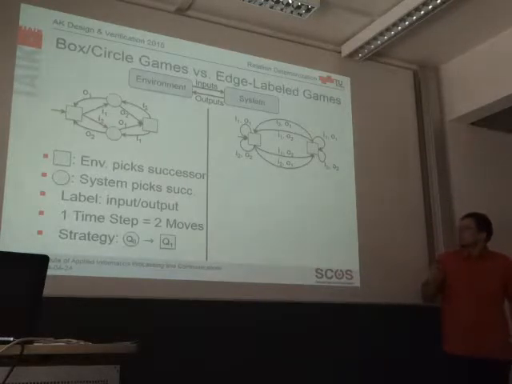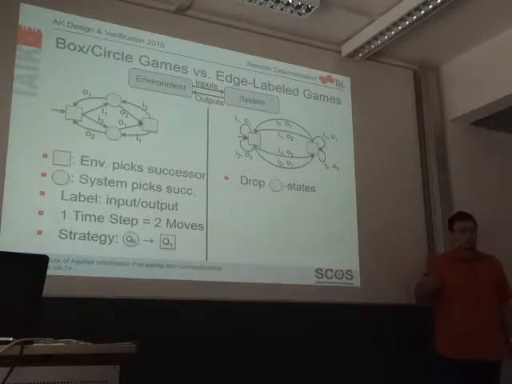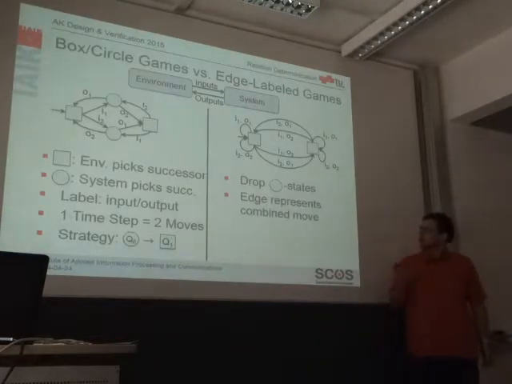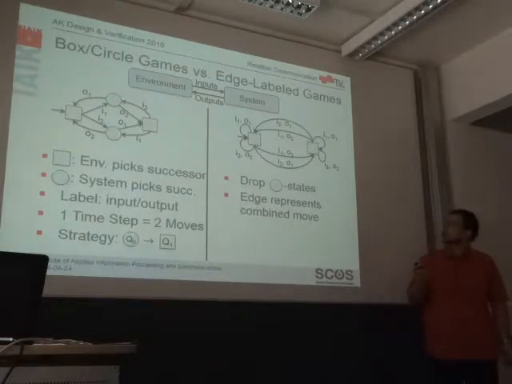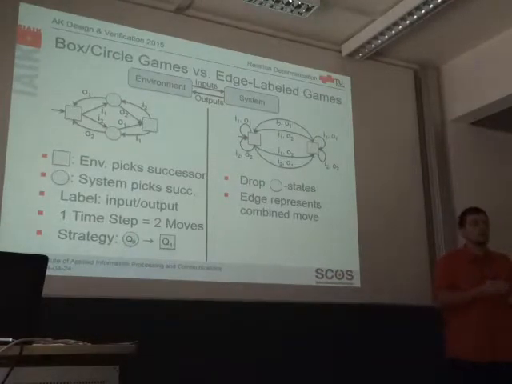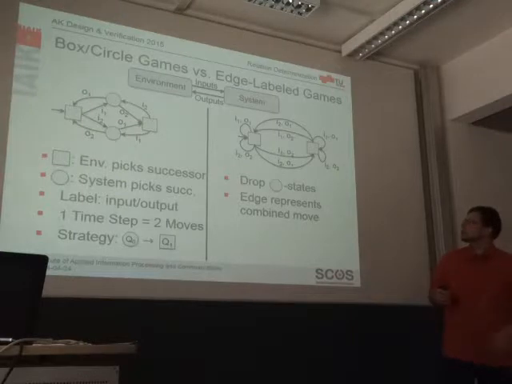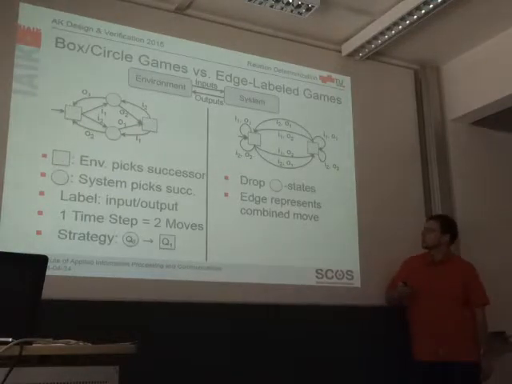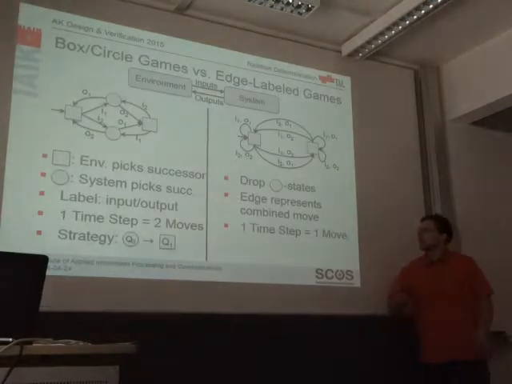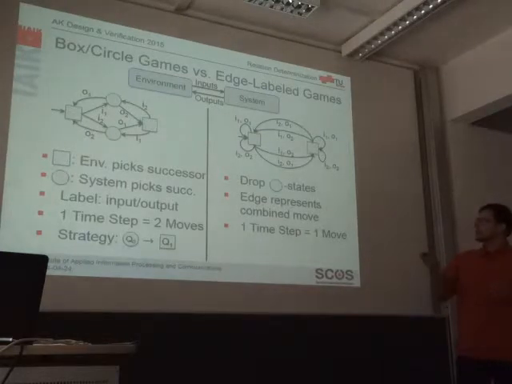So now here we have a slightly different game graph where basically I've omitted the circle states and the edges already represent the combined move of the environment moving first, giving some inputs, and then the system providing some outputs. So now one time step in this interaction up here corresponds to one move in our game graph.